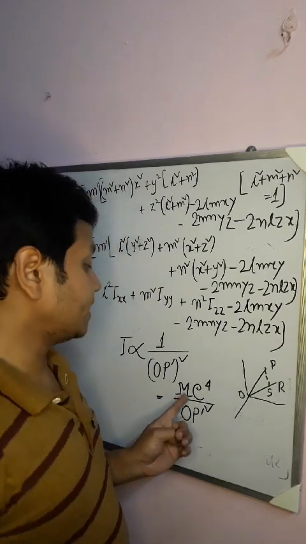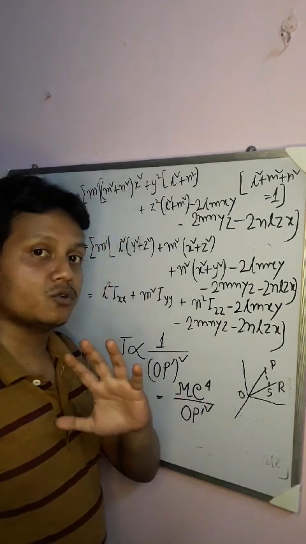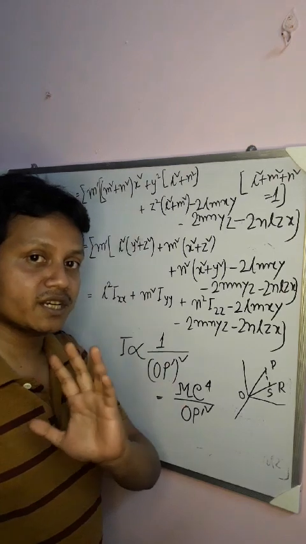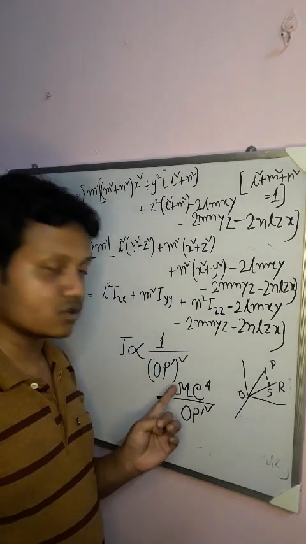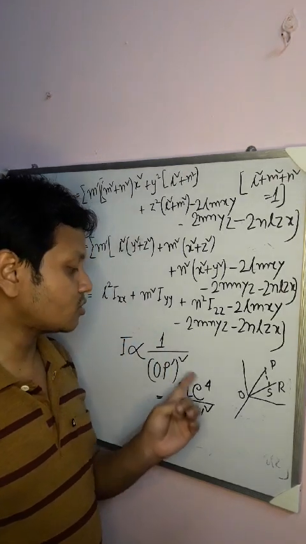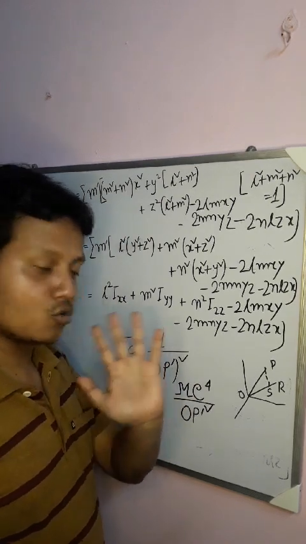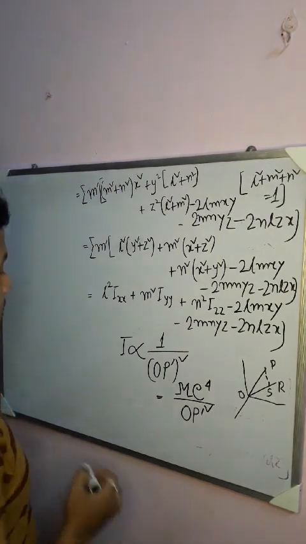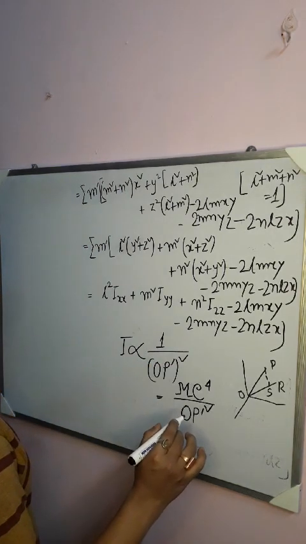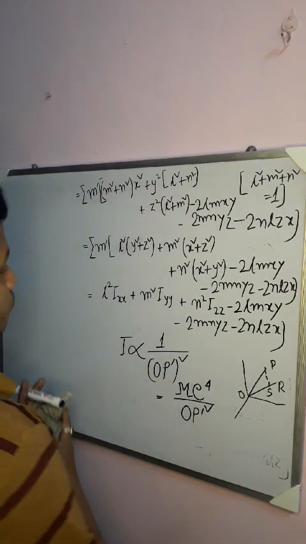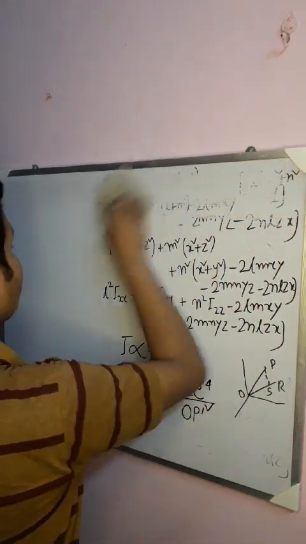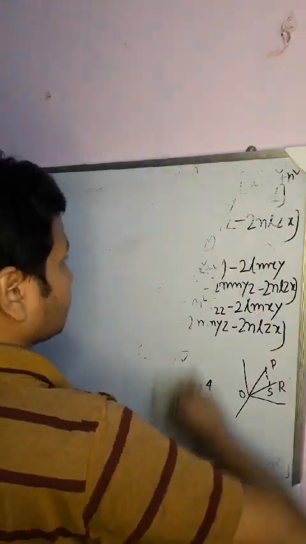So why do we take M c to the power 4? In order to make both sides dimensionally the same, we choose this constant. We choose this constant in such a way as to make both sides dimensionally the same, for no other reason. Okay, so if we substitute the value of I, then what would be the result?